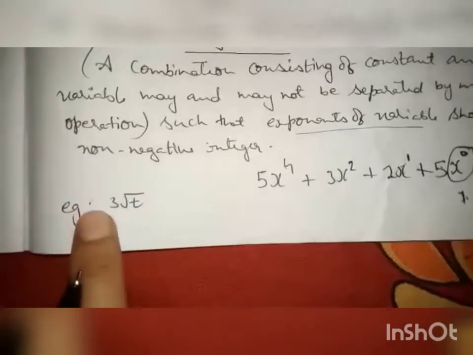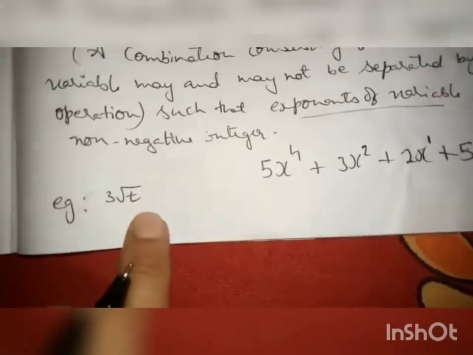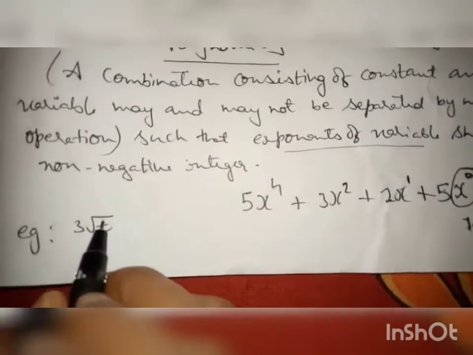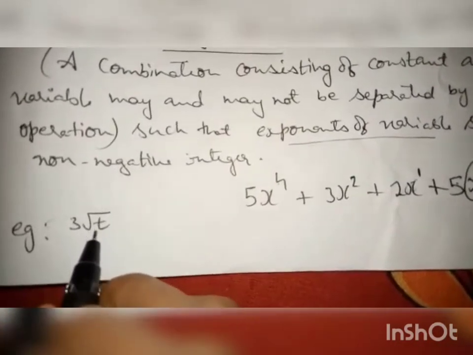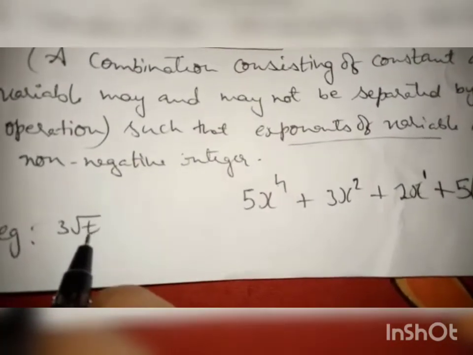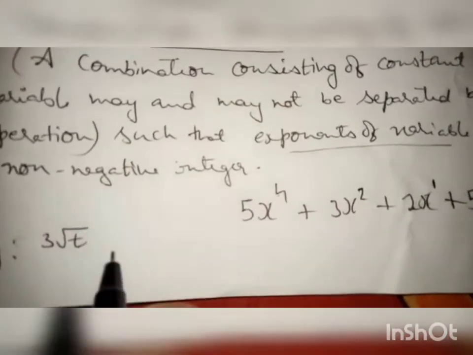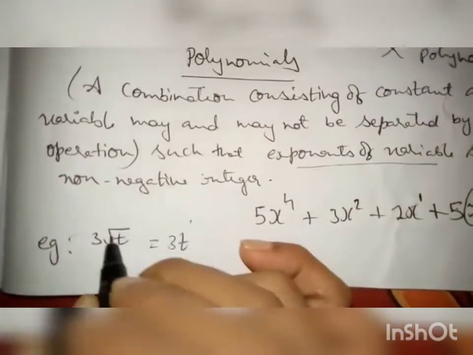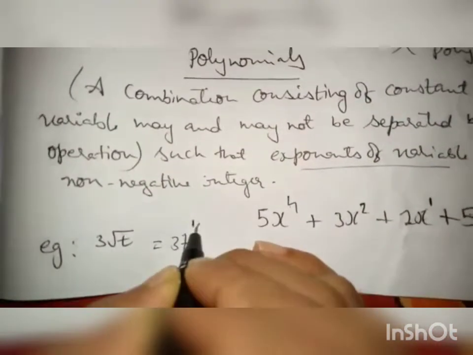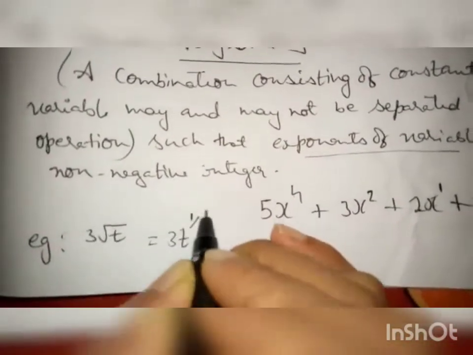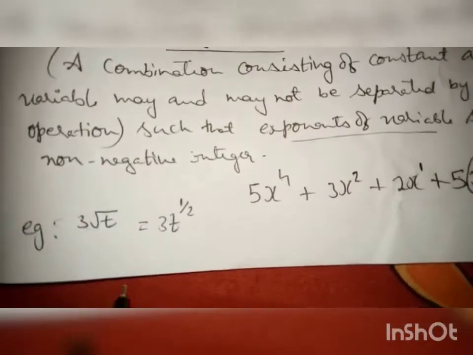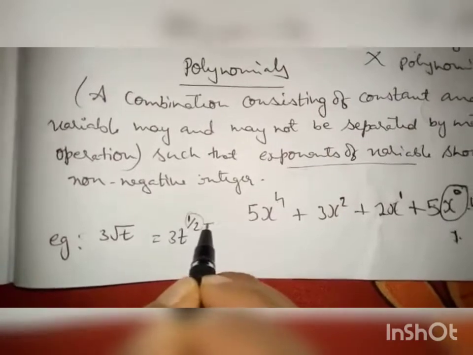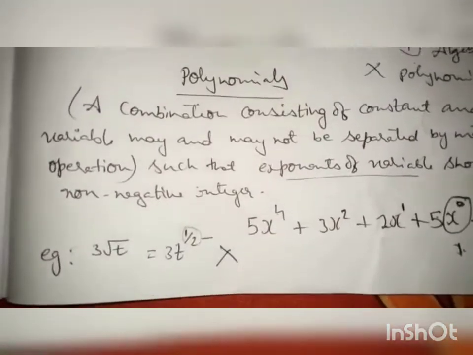Take one more example, 3 root t, whether it is a polynomial. Here this is the constant, this is the variable. The variable power is what? Square root of t. How can we write this square root? 3t power half, right? Square root is written as 1 by 2, half. So now the power is a fraction here, so it is not a polynomial.